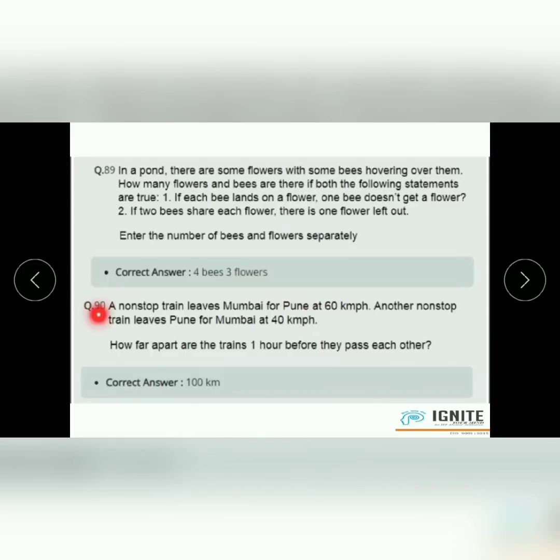Questions 90 to 96 are from arithmetic aptitudes. Okay, question number 90. A non-stop train leaves Mumbai for Pune at 60 km per hour. Another non-stop train leaves Pune for Mumbai at 40 km per hour. How far apart are the trains 1 hour before they pass each other?